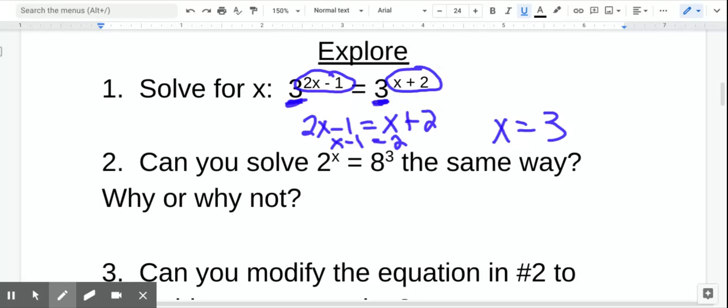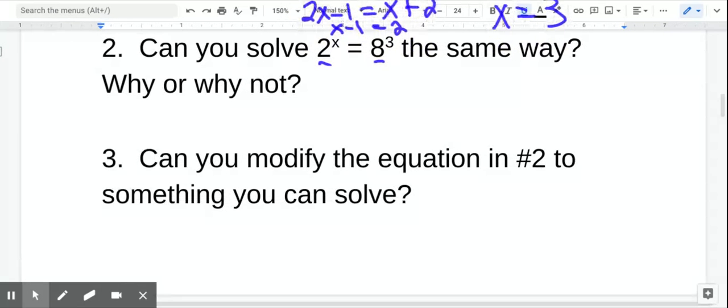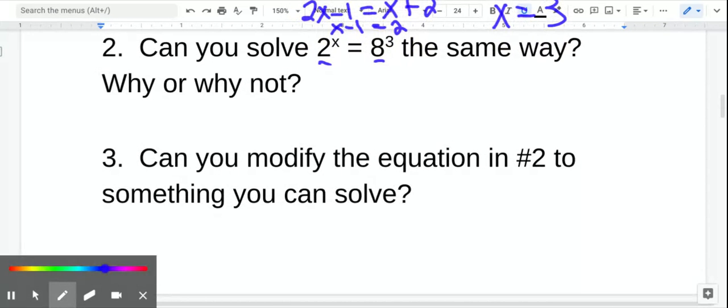Now, when we take a look at number 2, we want to know, can we solve it the same way? And the answer is no, because the bases are not the same. This is a 2 and an 8, so we can't say, oh, these are the same, so x must equal 3. That doesn't work. But can we modify this equation so that it does work?